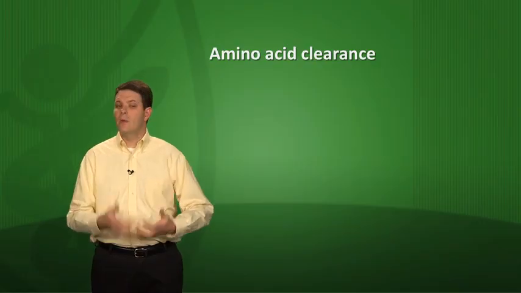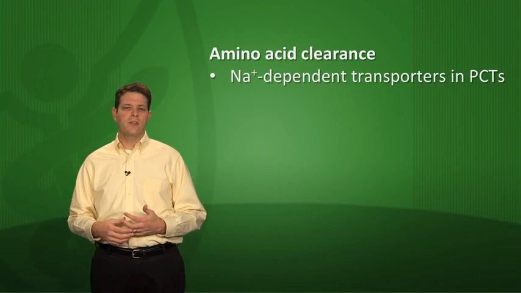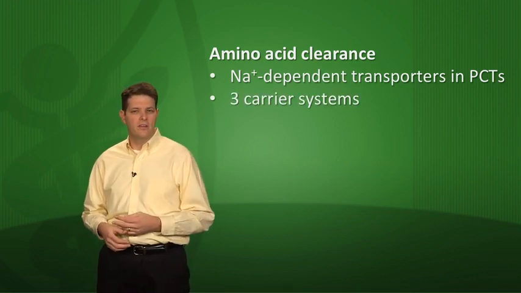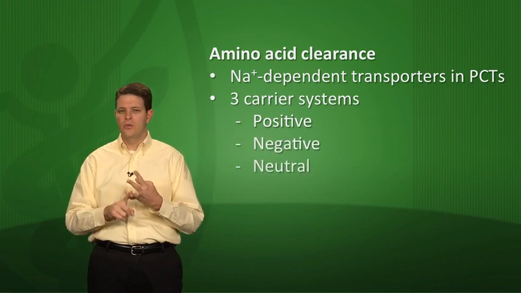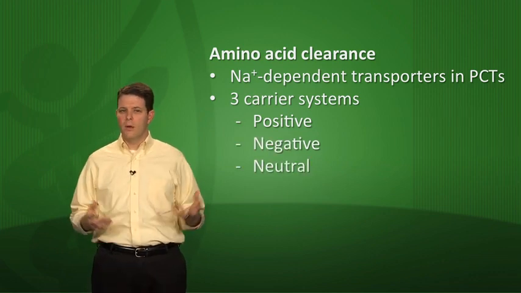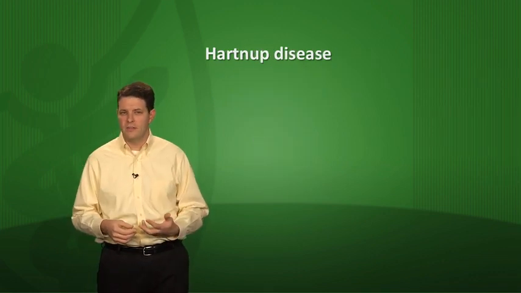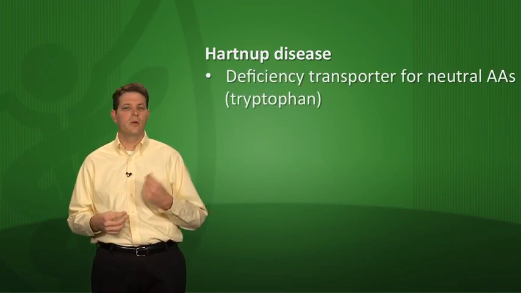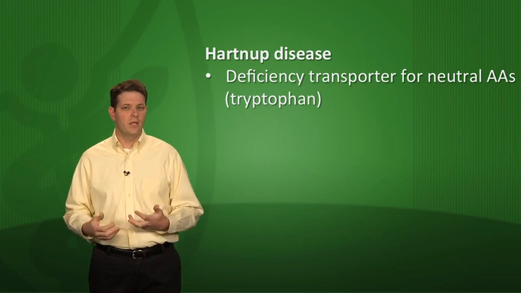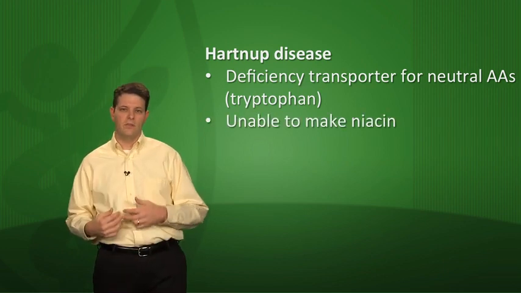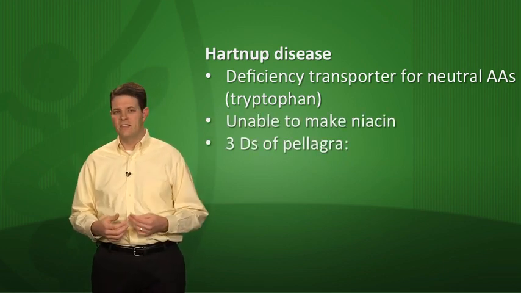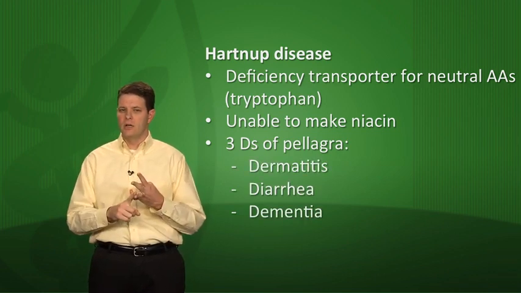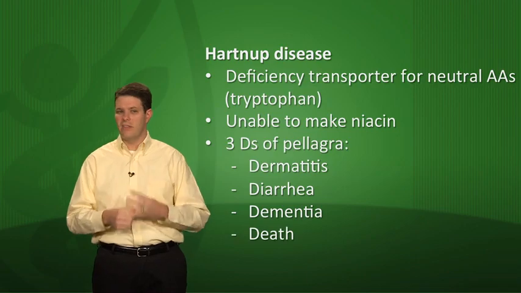Then in terms of amino acid clearance, there are sodium-dependent transporters for amino acids in the proximal tubule as well. There are 3 distinct carrier systems for positive, negative, and neutral amino acids. And one of the problems you can see is something called Hartnup disease, which is due to a deficiency of the transporter for neutral amino acids, particularly tryptophan. So if you don't have tryptophan, you can't make niacin. If you don't have enough niacin, then you're going to have the 3 Ds of pellagra: dermatitis, diarrhea, dementia, and then possibly the 4th D, which is death.